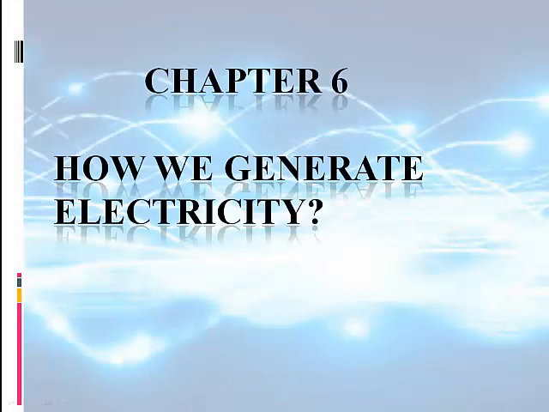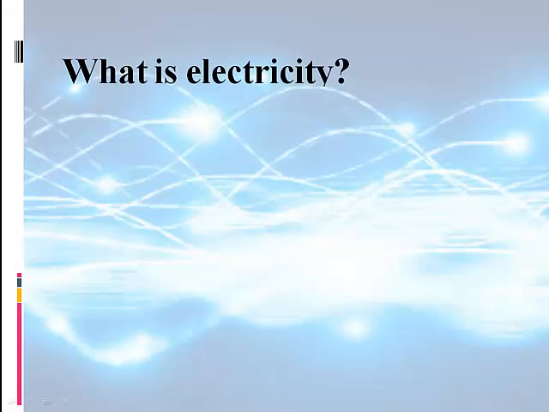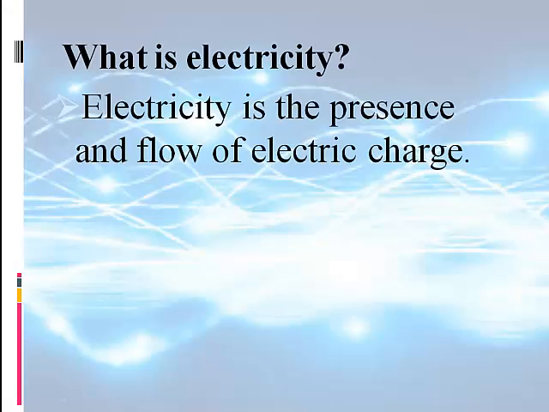Today we will discuss how we generate electricity under chapter 6. First of all, let us discuss what is electricity. Electricity is the presence and flow of electric charge, and in other words, electricity is in the form of energy.